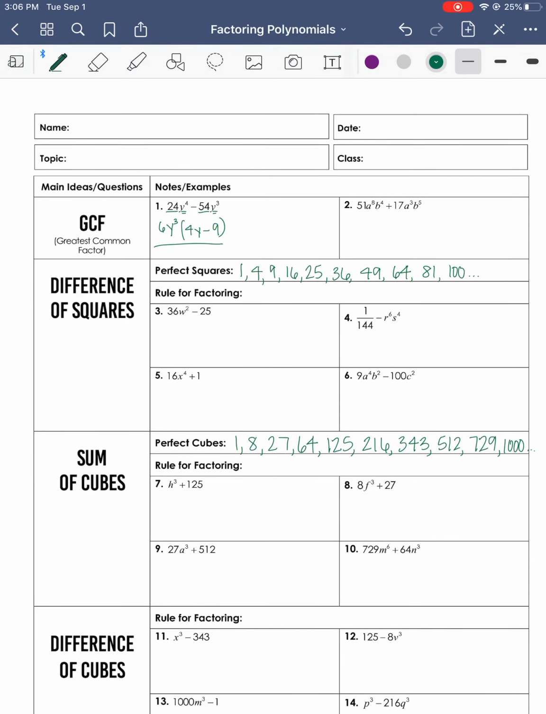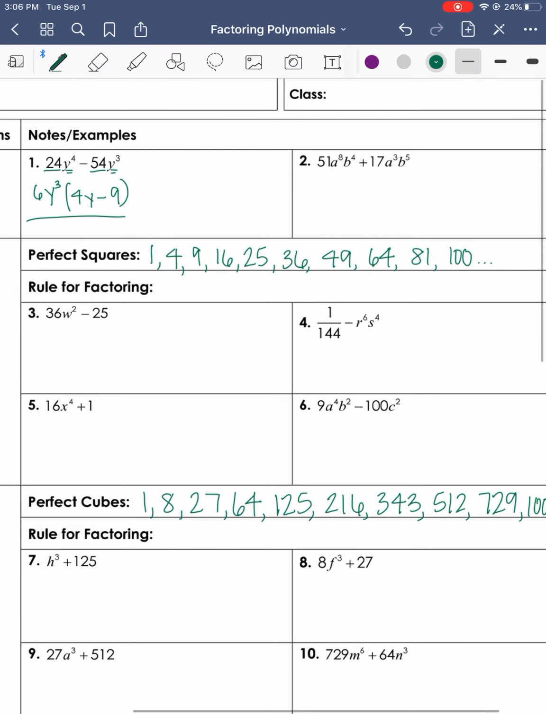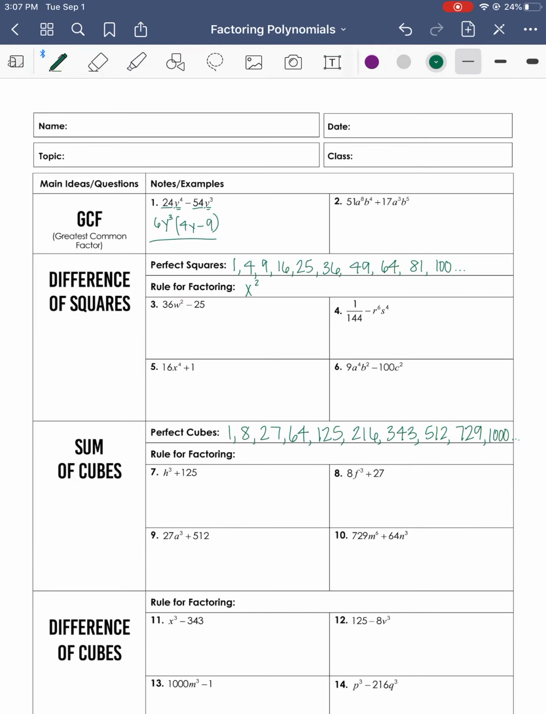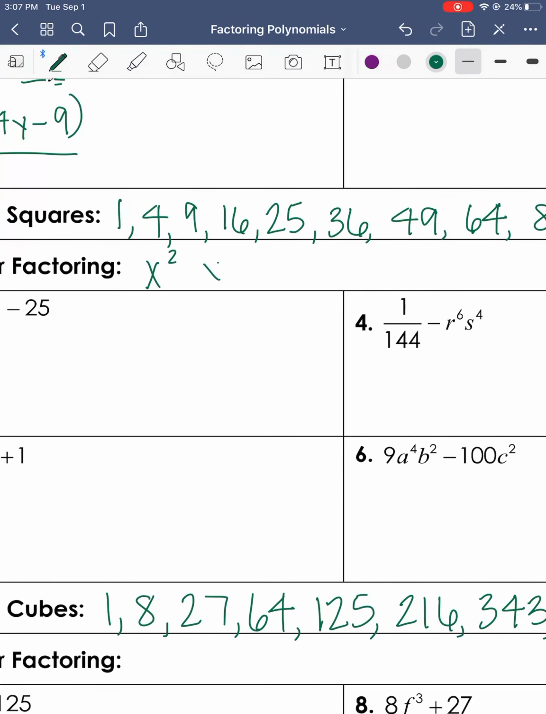Okay, so let's move on to a difference of squares. We've listed out the perfect squares here. So if you see these perfect squares in the terms that you're supposed to be factoring, it's a good indicator that you're probably going to be using this difference of squares factoring method. So the rule for factoring is: if you have a term that's a perfect square, x squared, and your other term is a perfect square, y squared, it does have to have a subtraction here for this method to work. This will be equal to x plus y times x minus y.